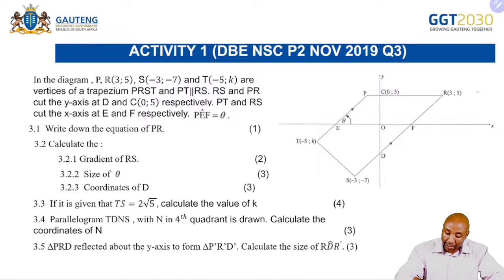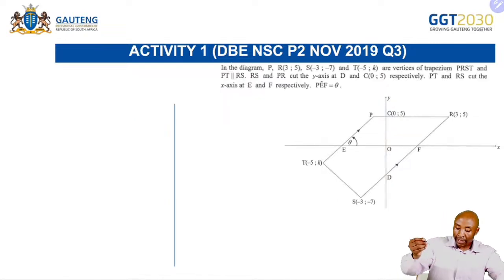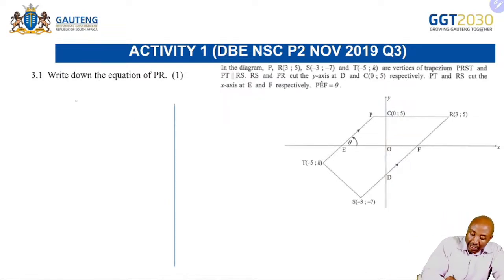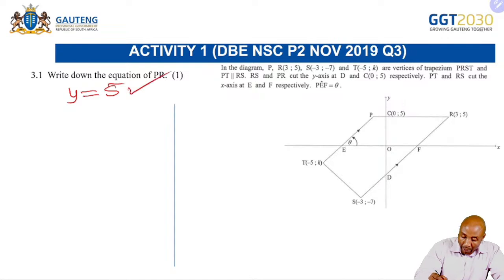If you check, this is a horizontal line. The y-intercept is (0; 5). The coordinates of R are (3; 5). So you are able to see that our y value is the one that is constant there. So the equation of PR, we will answer it as y = 5. We just get our 1 mark.